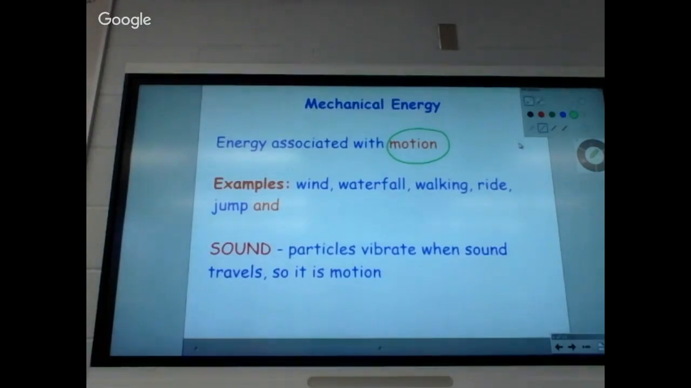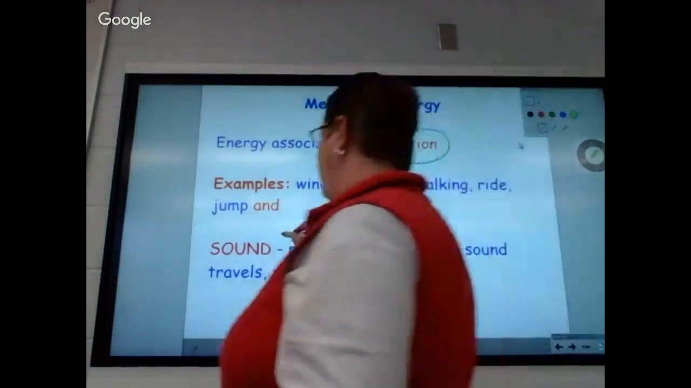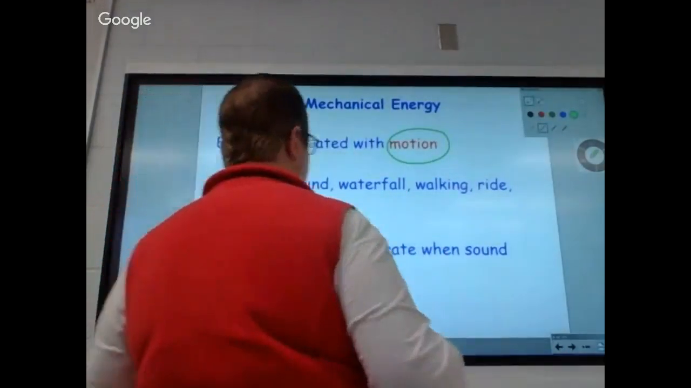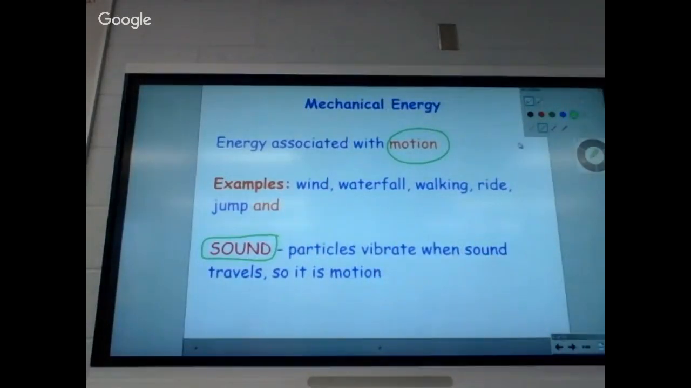Now, one that you need to make sure you put on your note sheet. This can be written on your squares. You do not have to write this in your notes. Did everybody include sound as one of their examples under mechanical energy? No. Okay? Sound is mechanical energy. So if it's an instrument, if it's music, if it's people talking, it's mechanical energy. It doesn't have to be just somebody playing sports or riding a bike or a waterfall or anything like that. It can be sound. Sound is mechanical energy.